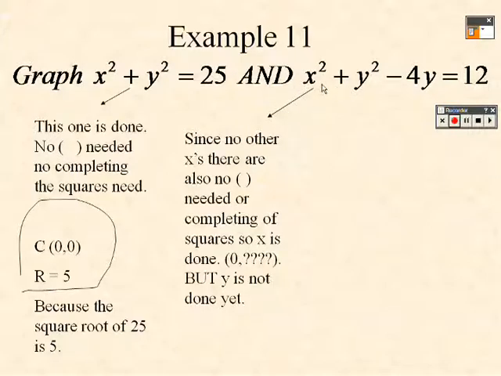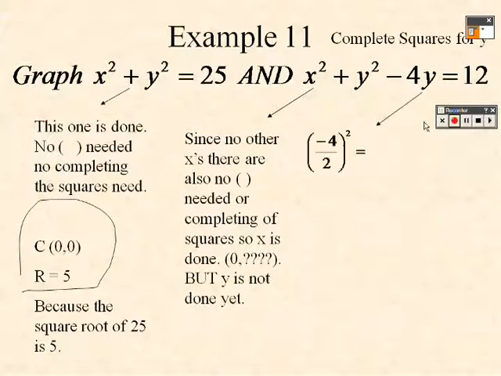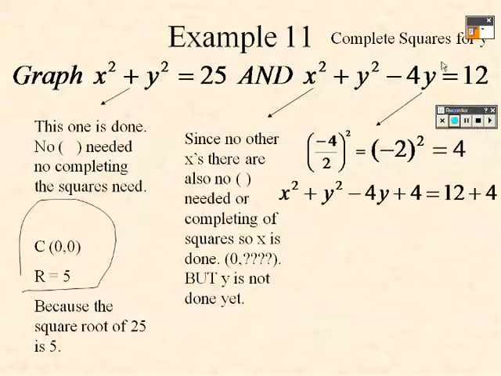So you know the center at x is 0, but we need to use completing the square to figure this side out. So let's do b over 2 squared. We do negative 4 divided by 2, which is negative 2, and negative 2 squared is 4. So we need to add 4 to both sides. Whatever's in the parentheses is going to be your factor, so this turns into y minus 2 squared.